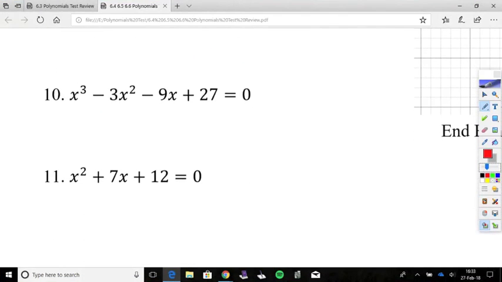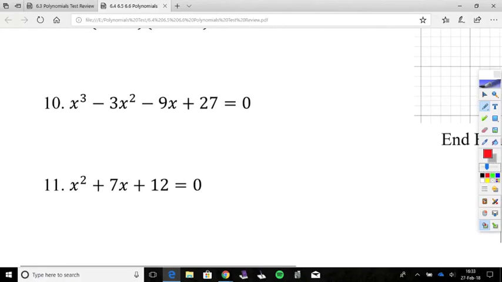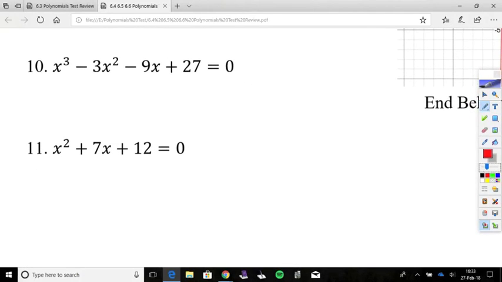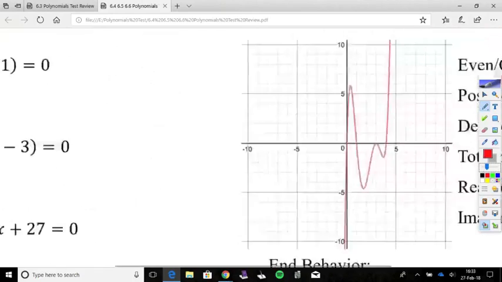Number 10 and 11 is factoring. So you've got to factor them first. So number 10, factor by grouping, since there are 4 terms. Group the first 2 terms and the last 2 terms together. And then number 11, use product and sum. But when you factor it, make sure you set each piece equal to 0 and that you solve them.